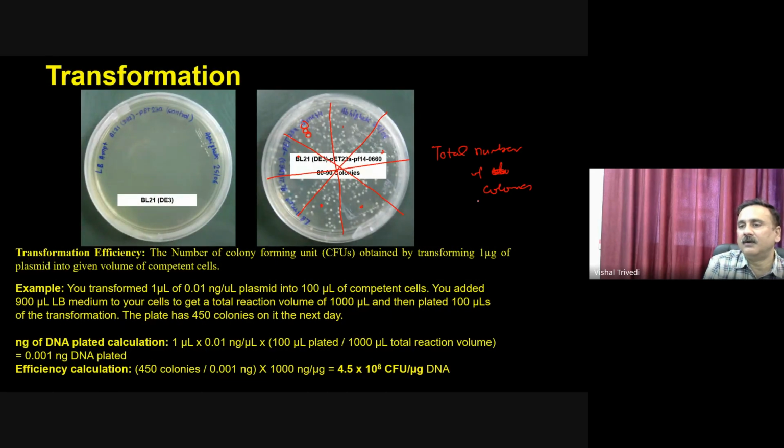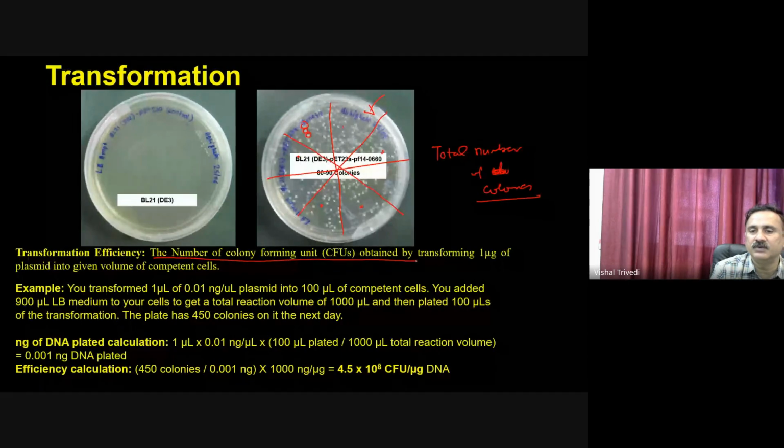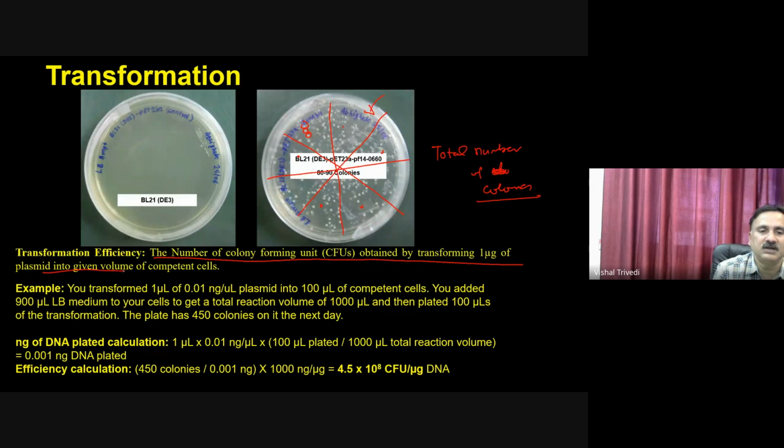Now you know how much DNA you have transformed, right? So that is going to be used for calculating the transformation efficiency. The number of colony forming units obtained by transforming 1 microgram of plasmid into a given volume of competent cells is called the transformation efficiency.